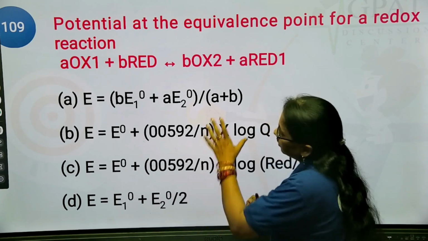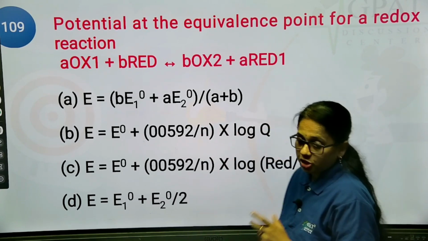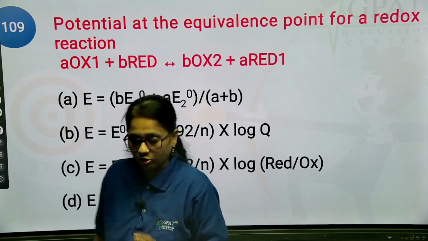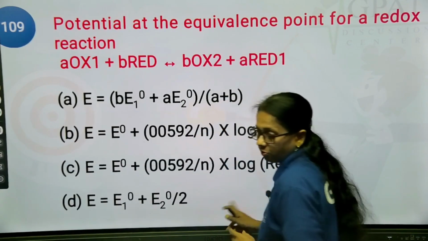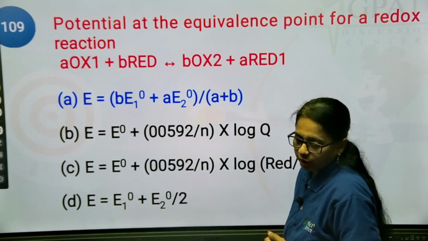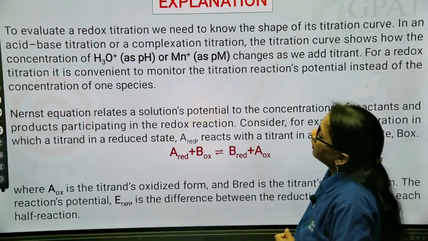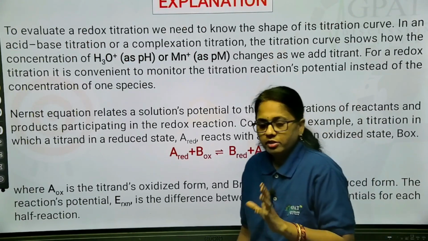So what they have asked is the potential at the equivalence point for a redox reaction. For any redox reaction, if you see the equivalence point, whenever we observe it, it is going to be based on the stoichiometry only.